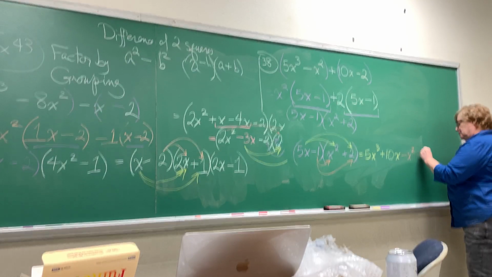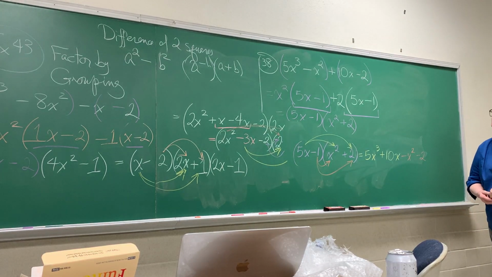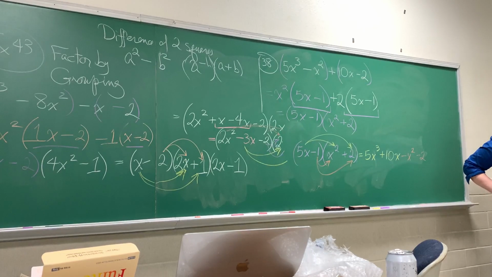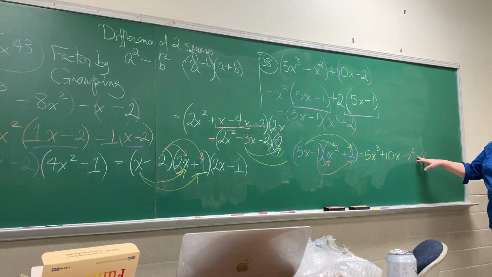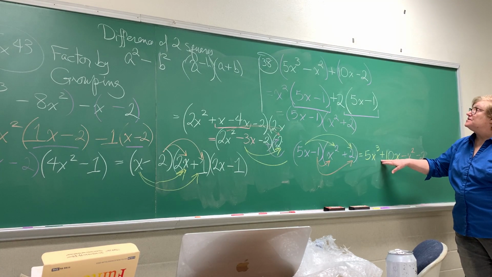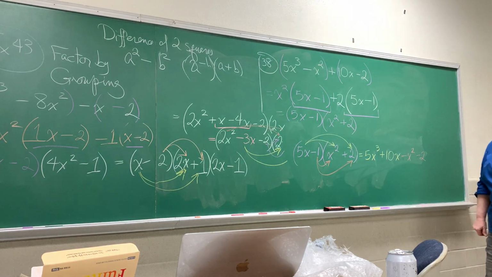Negative 2. Do we have any like terms? No. Did we get what we started with? Yes. Does it matter that they're in a different order? No, because the negative sign is still next to the x squared. The negative is still next to the 2. 10x has a positive in front, and so does 5x cubed. So we've got the same thing.